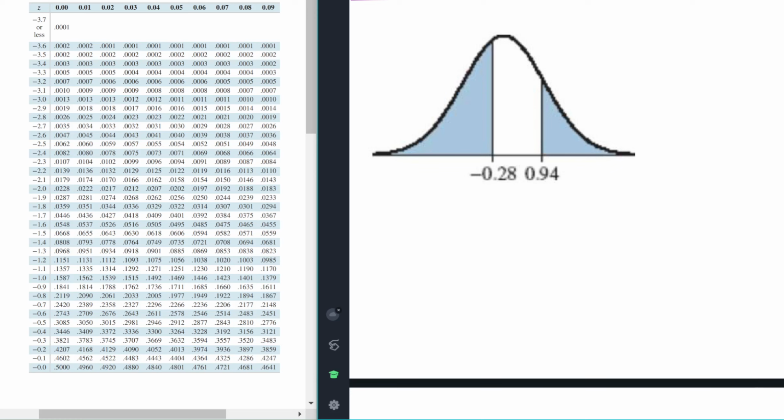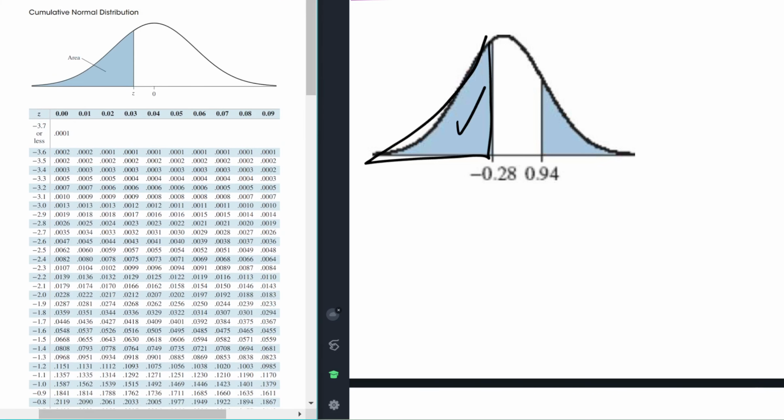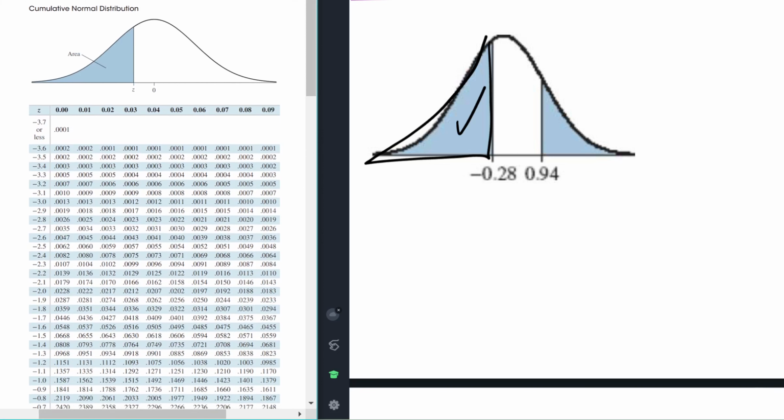So if I was working through this problem, the first thing that I would notice is this area to the left. That's the best setup we could hope for. The chart specifically gives you area to the left. So I could quickly find this area by looking at negative 0.28 as a z-score and finding its area.